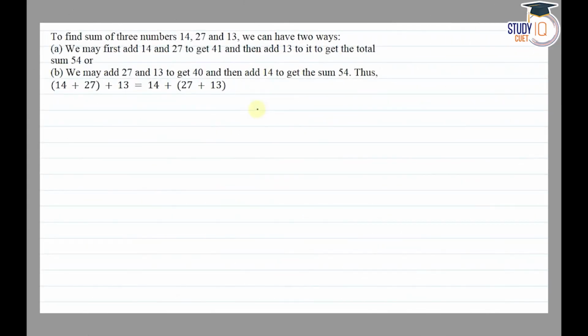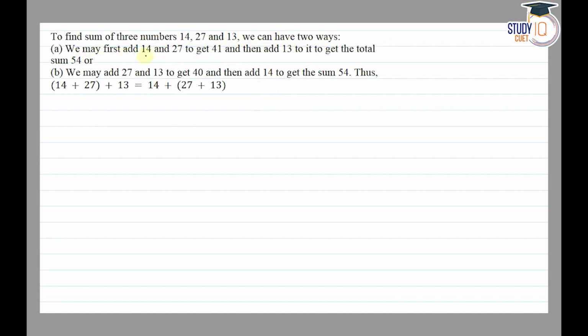Hello everyone. This question appears in the Class 6 NCERT chapter of Algebra. This is the fifth question of Exercise 11.2. So the question says that to find the sum of three numbers 14, 27 and 13, we can have two ways.